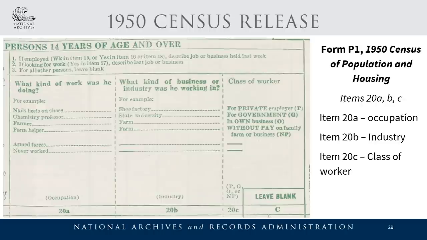Items 20 A, B, and C ask the occupation, industry, and class of worker. Class of worker were things like, did they work for a private employer, code P, government, code G, their own business, code O, or without pay on a family farm or business, NP.